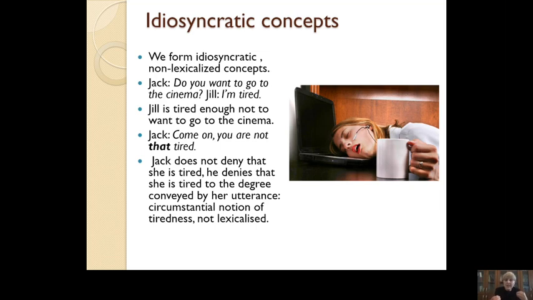So he does not deny that she is tired. He denies that she's tired to the degree conveyed by her utterance. So he denies this very circumstantial, very occasional notion of tiredness that is not lexicalized, okay? You cannot find a specific lexical item that might express this degree of tiredness. So this is an idiosyncratic concept and it does not exist in the lexicon, as you can see.